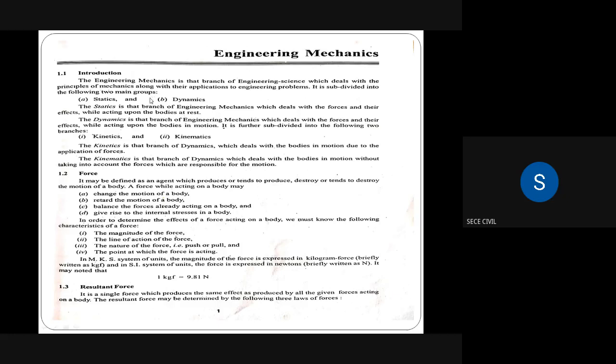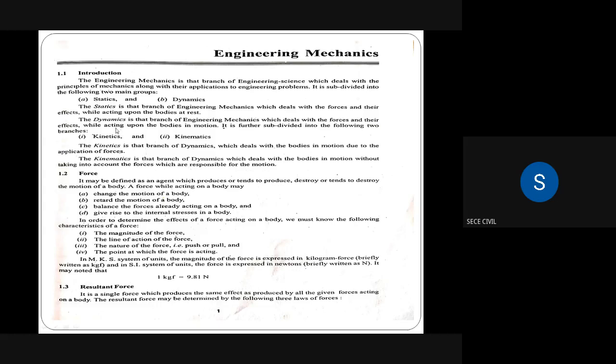Engineering mechanics is further subdivided into two branches: statics and dynamics. Statics means at the state of rest, dynamics means at the state of motion. They deal with forces and their effects, but in dynamics the body is in motion, while in statics the body is at rest. Dynamics is further subdivided into two types: kinetics and kinematics. Kinetics also considers the external force which causes the motion, but kinematics does so without considering the external force. That is the difference between kinetics and kinematics.